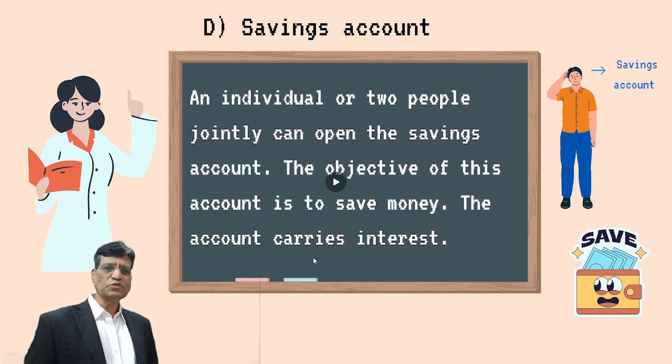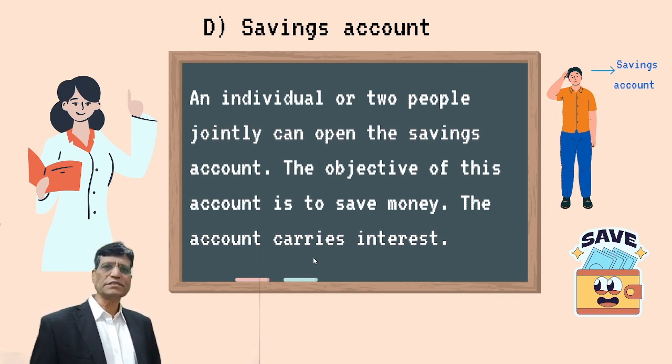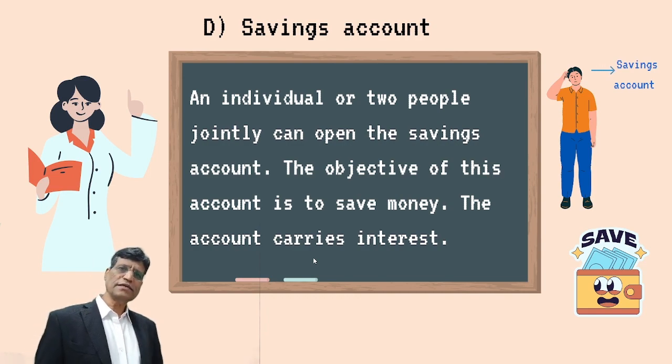An individual or two people jointly can open the savings account. The objective of this account is to save money. This account carries interest, maybe 4% or 5%, 6%, something like that. It carries interest.